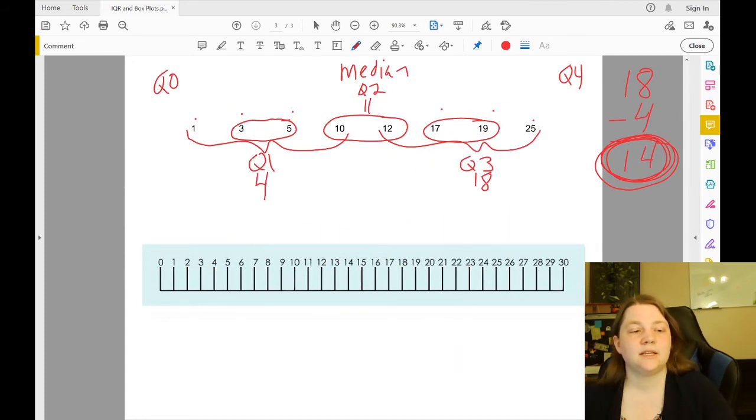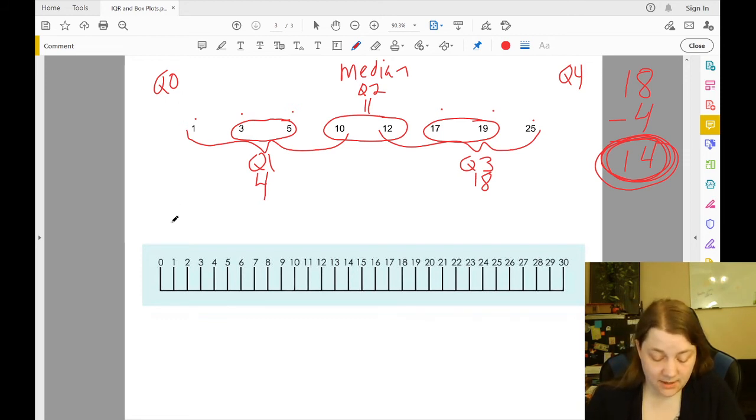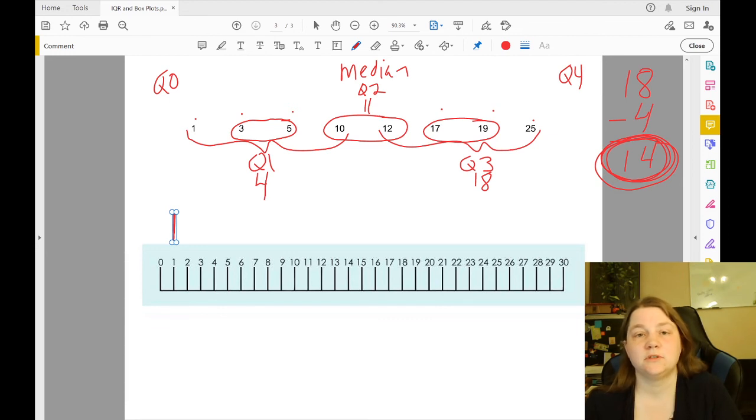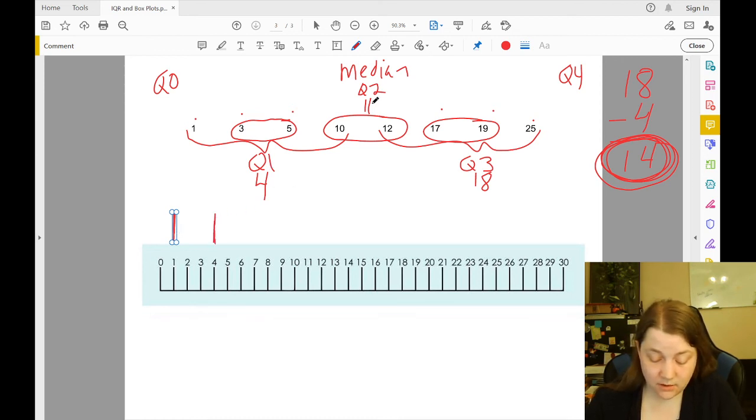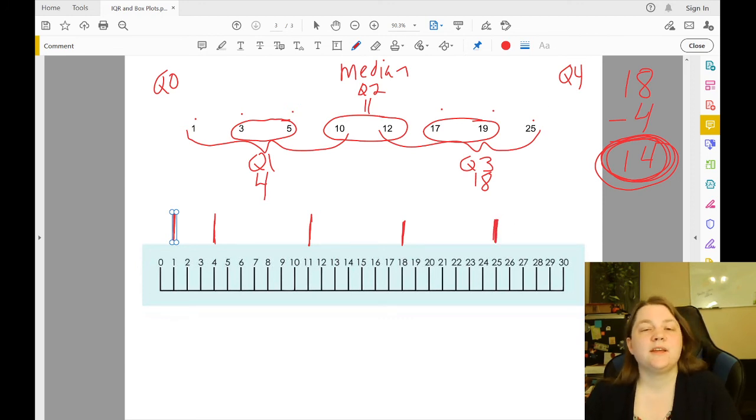Let's go ahead and do one more. We have quartile 0 at 1. I would ask you to do this, but I fully recognize that it's very difficult to do a number line on the screen. We have our quartile 1, which is 4. We have our quartile 2, which is 11. Our quartile 3, which is 18. And our quartile 4, which is 25. Think about how I'm going to put the lines on there.